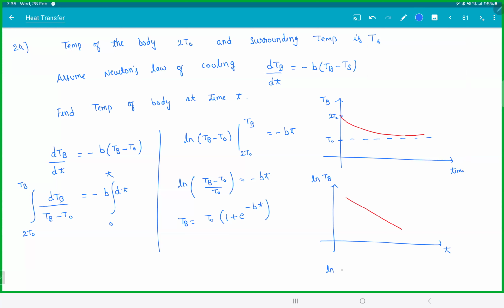Because if you see, ln (TB minus T naught) will be minus Bt plus ln T naught. This is ln of delta TB, the temperature difference. So if you take a ln graph, it is a straight line. If you take a temperature versus time graph, it will be an exponential decay function. Clear? Simple maths. All got this? Next one.